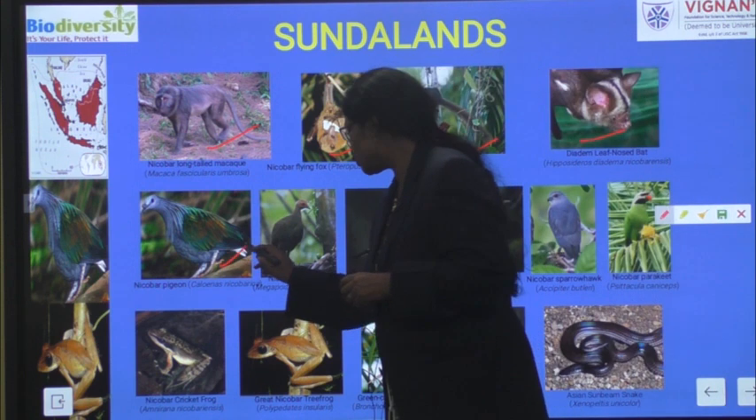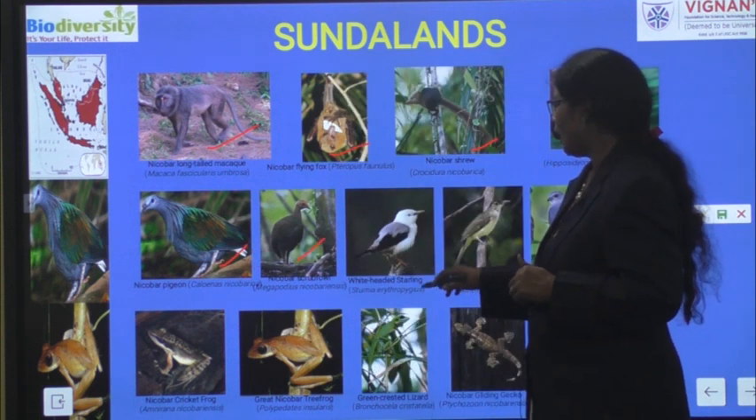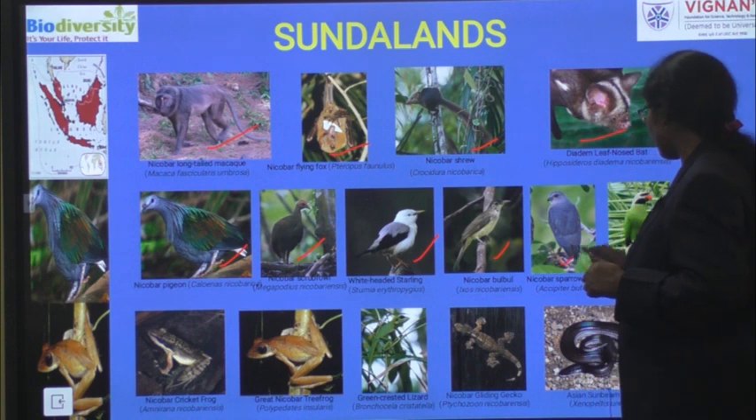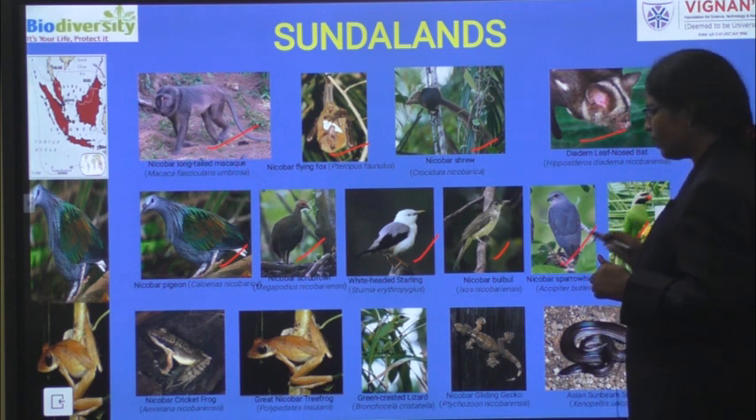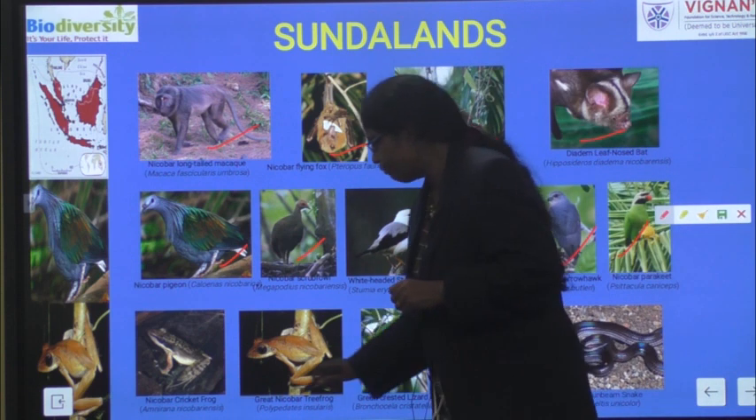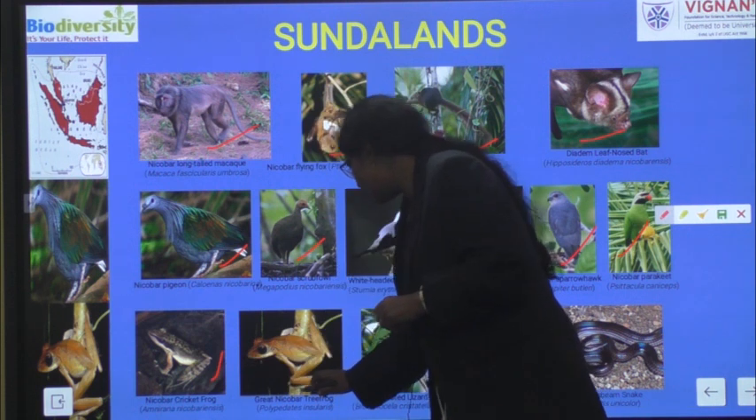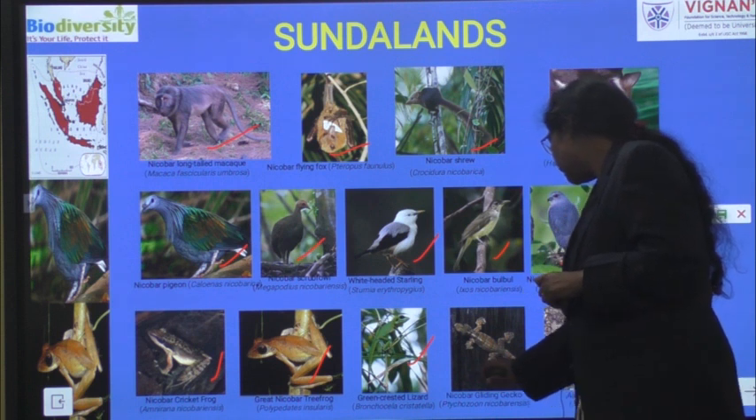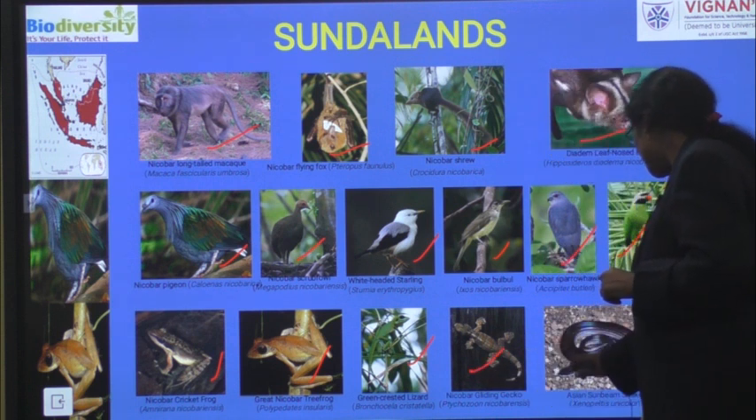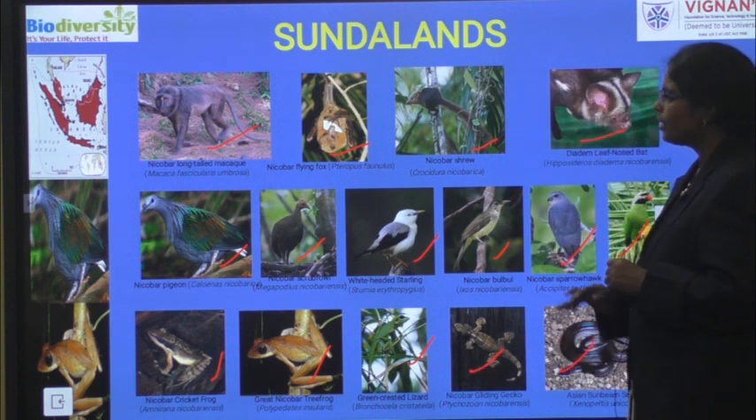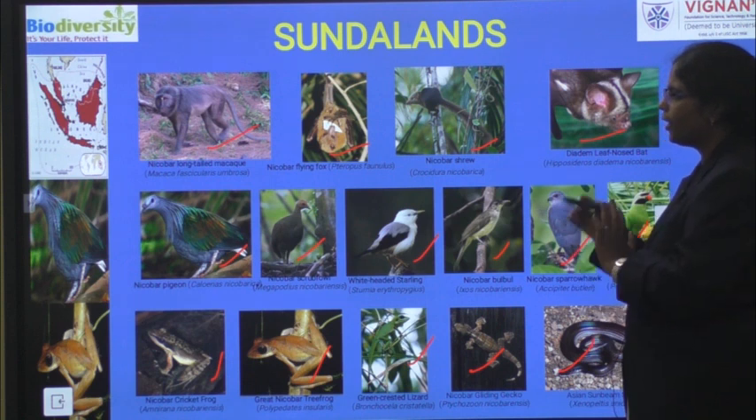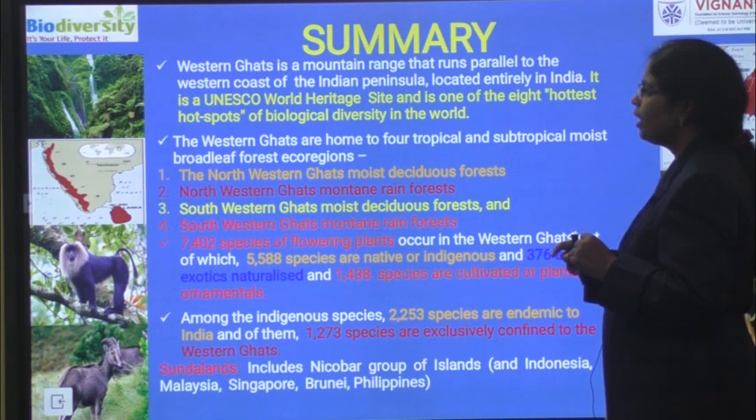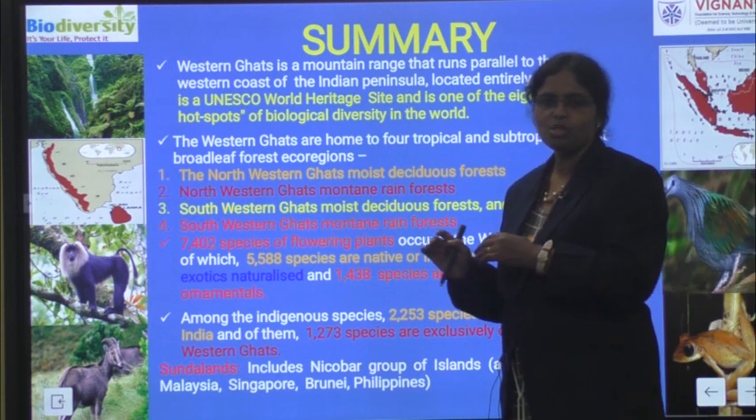Next, the Nicobar pigeon, Nicobar scrubfowl, white-headed starling, Nicobar bulbul, Nicobar sparrowhawk, parakeet, and then various amphibians like the cricket frog and tree frog, and then the crested lizard, gliding gecko and Asian sunbeam snake. So these are the various fauna related to this Sundaland hotspot biodiversity. Now we will see the summary of this topic.